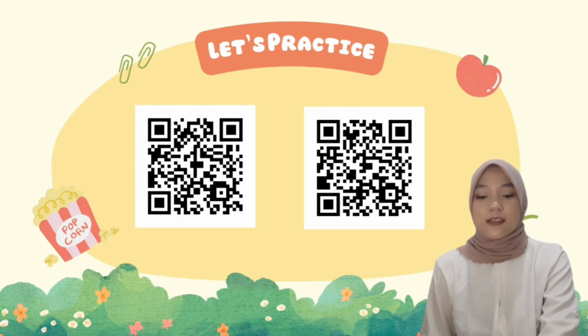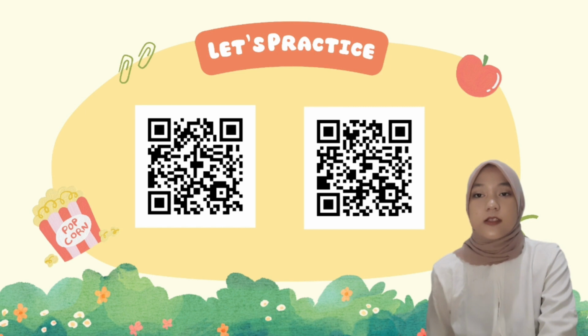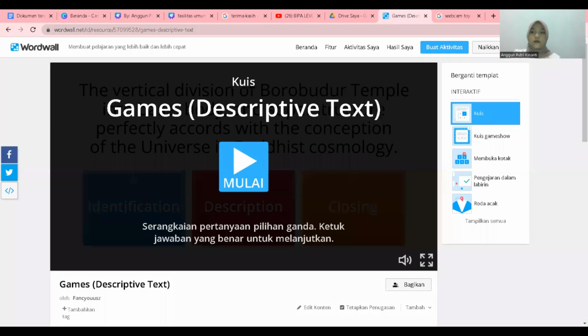Let's practice. You can scan this first to practice together with me. Okay, let's move into practice. I have a word wall game here that I already shared in the previous slide, right? You can scan the barcode and let's start.